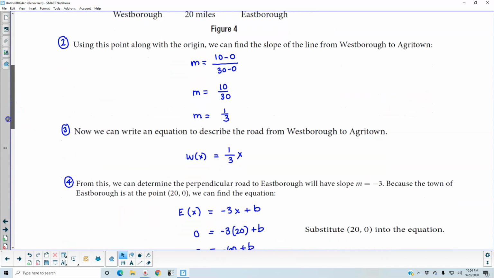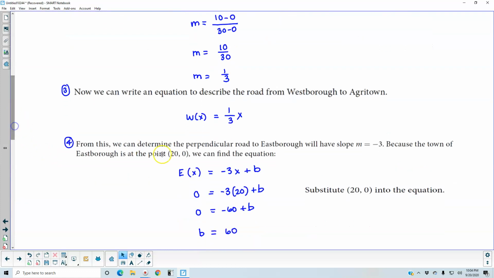Now in step 4, from this, we can determine the perpendicular road to Eastboro will have a slope of m equal to -3. Because we know that it's perpendicular, it's going to be the negative reciprocal of 1/3, so therefore m is equal to -3. Because the town of Eastboro is at the point (20, 0), we can find the equation. So we have the ordered pair (20, 0) and a slope of -3. So the output is going to be 0, and the value of x is going to be 20.